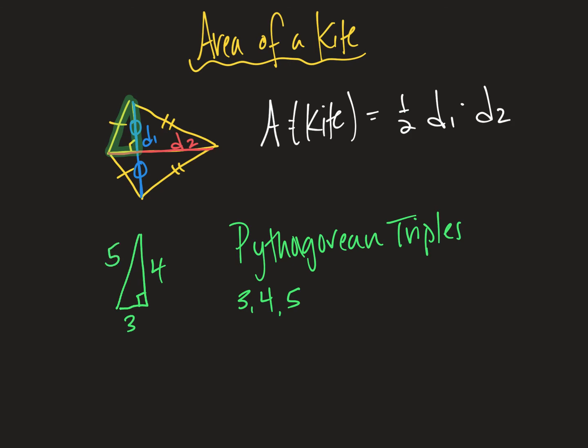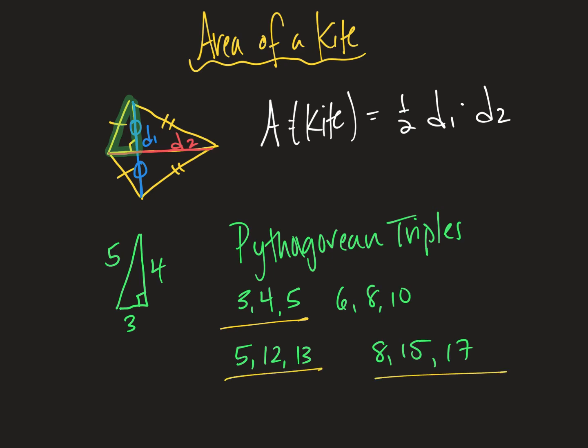Any multiple of 3, 4, 5, so 6, 8, 10, etc. 5, 12, and 13 is another pretty popular Pythagorean triple, and any multiple of 5, 12, and 13. And then another super popular one is 8, 15, and 17. I would say that these guys are the three most popular: 3, 4, 5, 5, 12, 13, and 8, 15, 17.